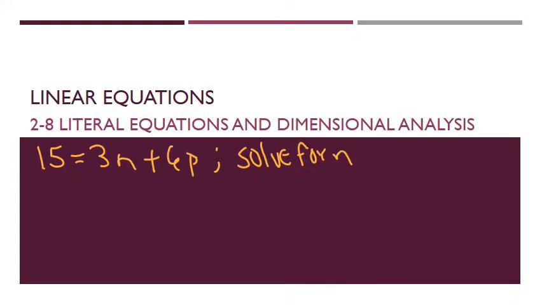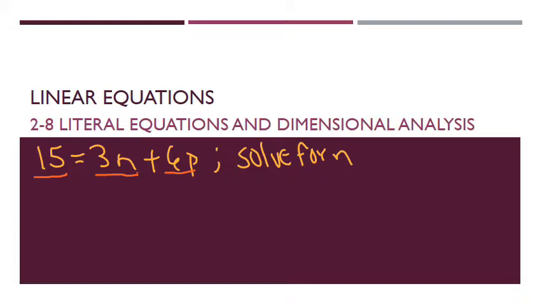Now, first I have to look at this, and we have three terms here. We've got a constant here of 15. We have a term of 3n, and we have a term of 6p. We're going to have to treat all these terms separately because in this equation they're separate terms. But we can still use our algebraic skill in order to solve these.